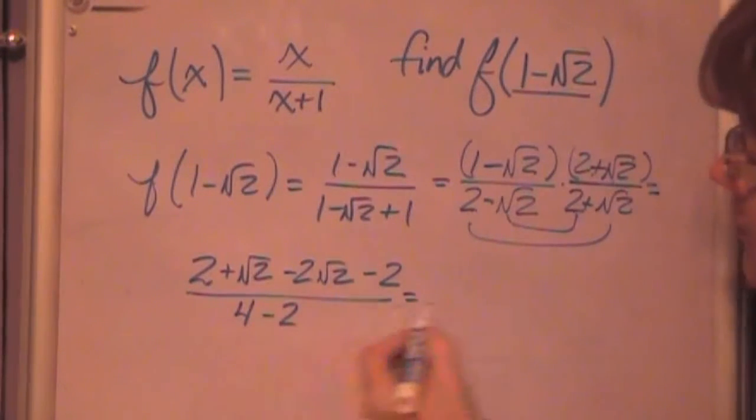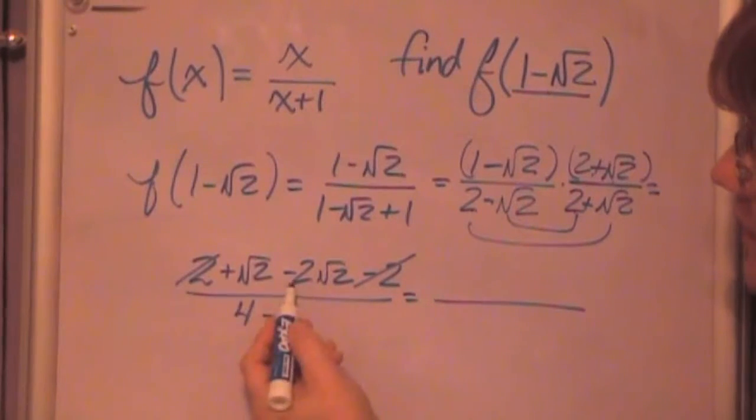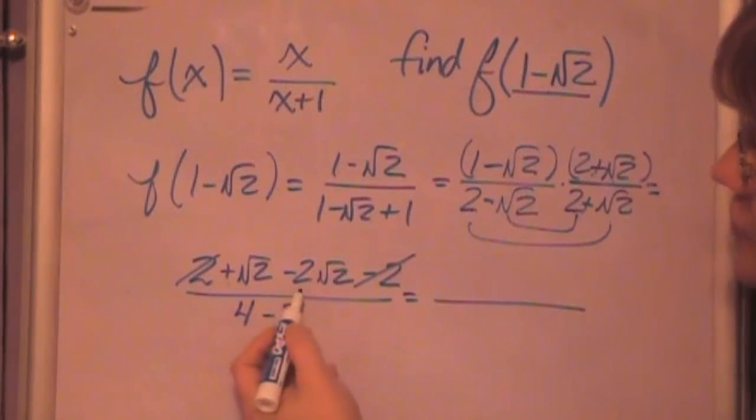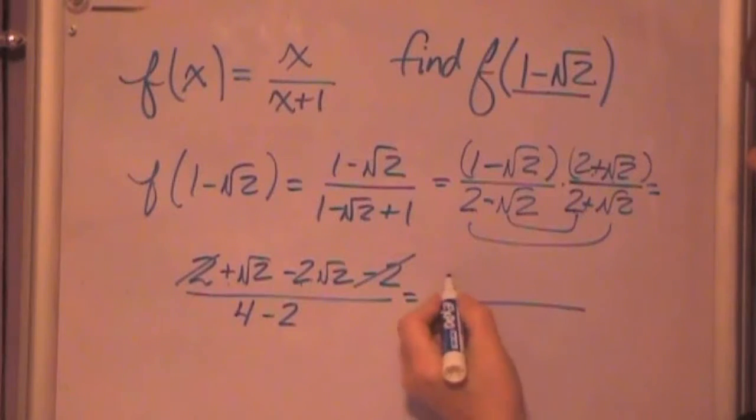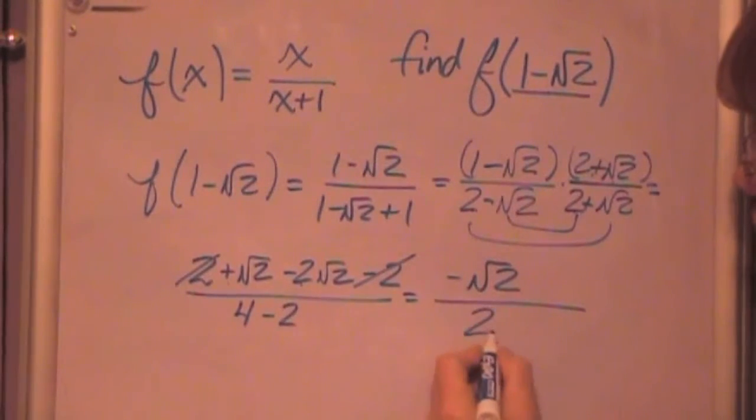Now I have 2 minus 2, and then I have a positive root 2 and 2 negative root 2, so I'm going to get minus root 2 over 2.